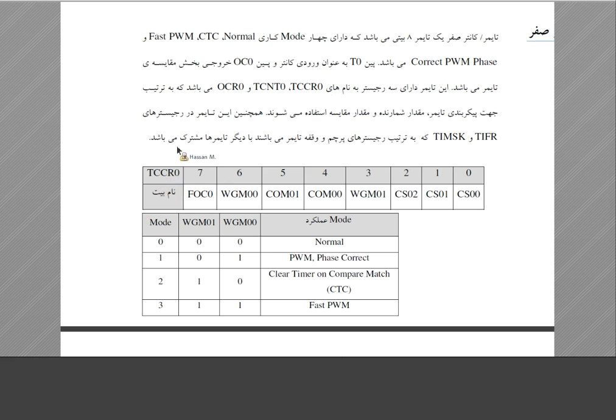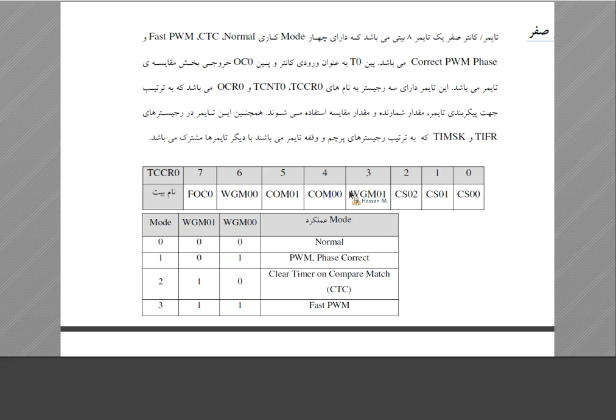Here is the timer counter control register and its bits. These 3 bits, CS00 for timer 0, bit 0, bit 1, and bit 2, are for the speed of the clock. CS means clock select, the speed of the clock.